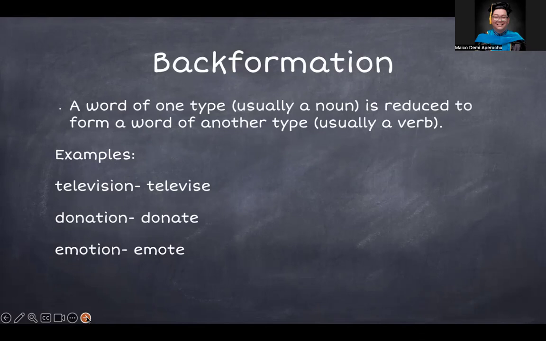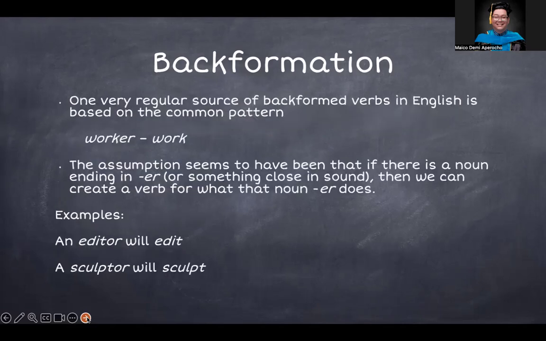And then we also have the process called back formation. This is where a word of one type, usually a noun, is reduced to form a word of another type, which is usually a verb. For example, instead of the noun television, we come up with the verb televise. From the word donation, we come up with the word donate. And from emotion, we come up with the word emote. So that is an example of back formation.